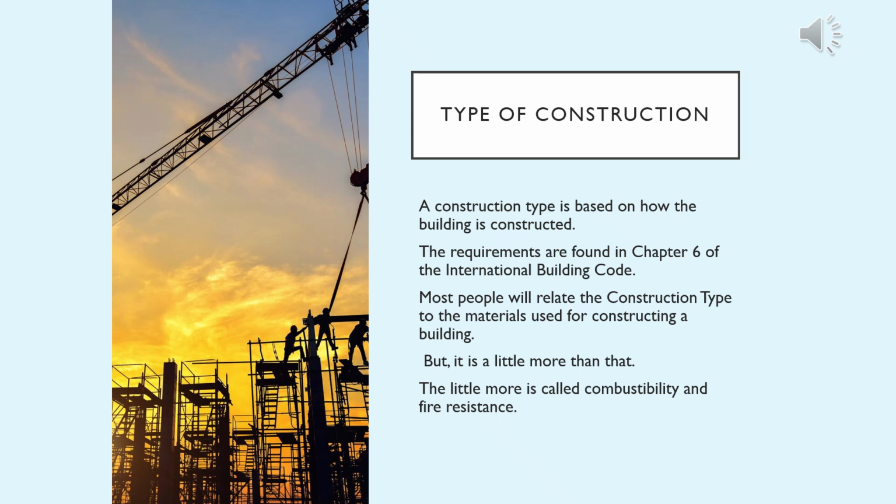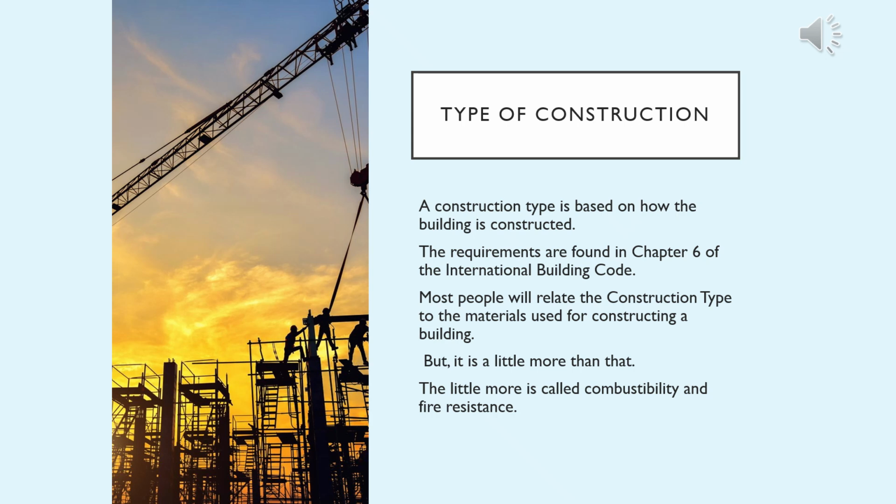So after we determine what our occupancy type is going to be, our next thing is to determine what type of construction we're going to be proposing here. So when a set of plans comes in, these are kind of the things that you're going to look at first. Construction type is based on how the building is constructed. The requirements are found in Chapter 6 of the IBC.